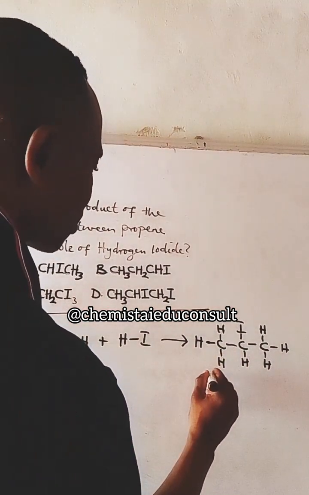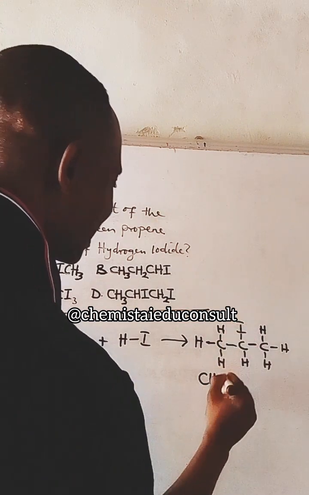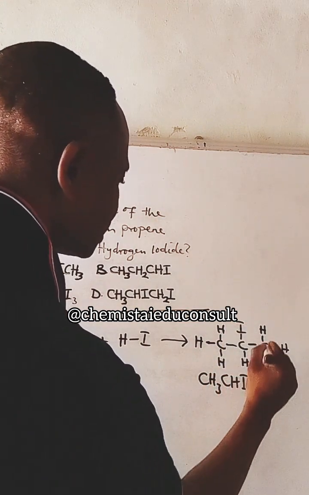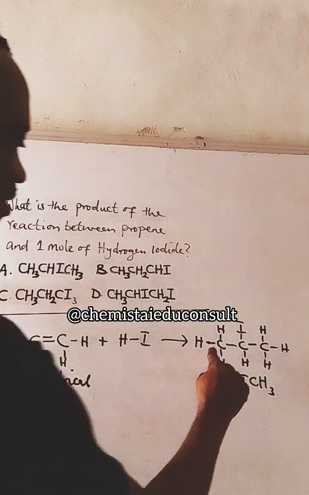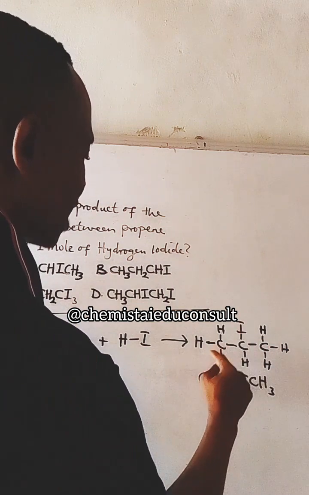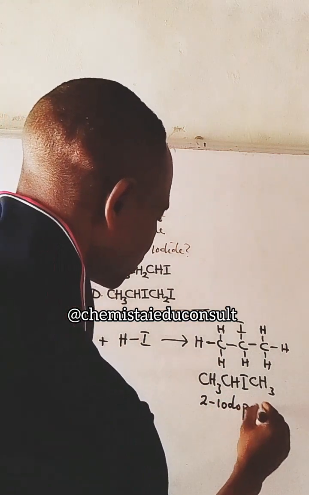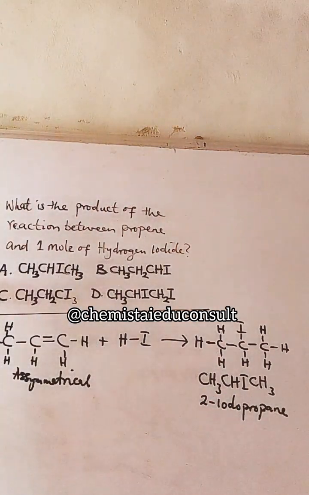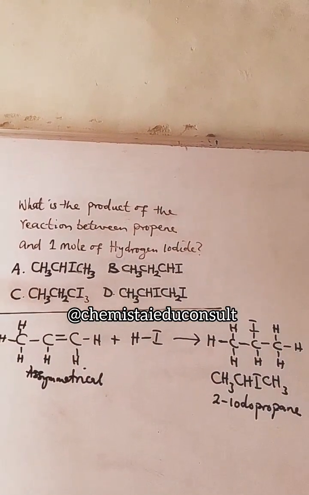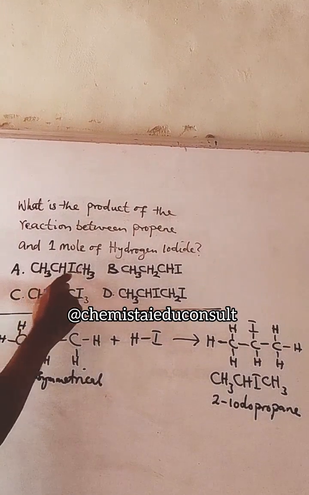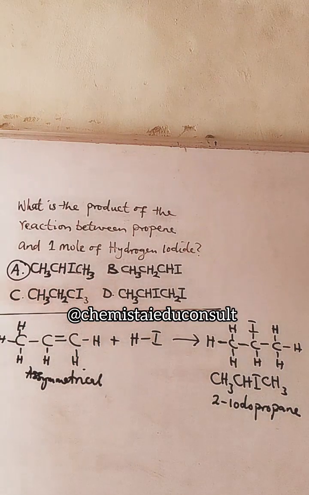And this product, the condensed formula is CH3CHICH3, and this is 2-iodopropane. If you check the options, you will see the answer there. CH3CHICH3, 2-iodopropane. And that is the answer.